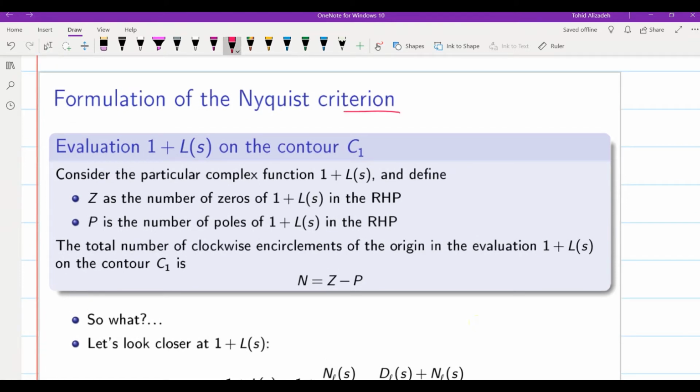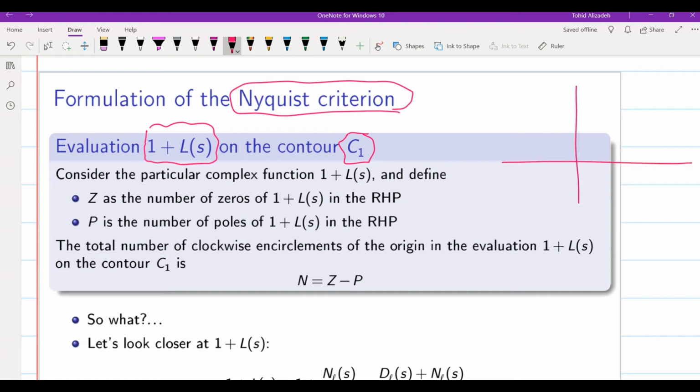Well, to have the Nyquist stability criterion, we will evaluate 1 plus L of S on the contour C1. And if you remember, the contour C1 that we are discussing now includes the whole right half plane. So this is our contour C1. It includes the whole right half plane. And we will evaluate 1 plus L of S on that contour.